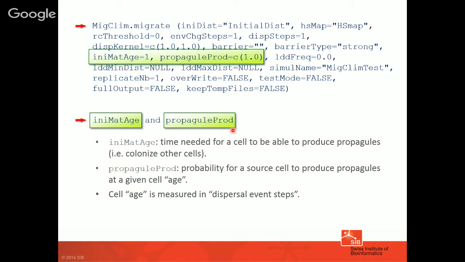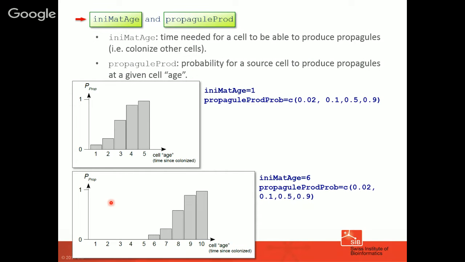Basically, I think the most important thing to remember is that the cell age is measured in dispersal event steps. So each time you have a dispersal event, we increase the age of each cell by one. And usually, you will want to run your modeling so that each dispersal event basically corresponds to a year. And here again, here's how you would write these two kernels.